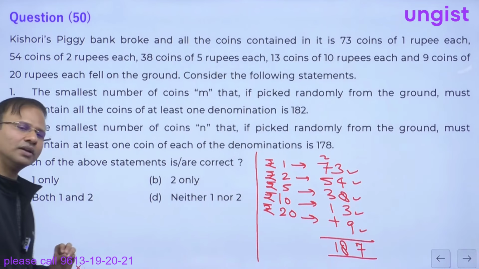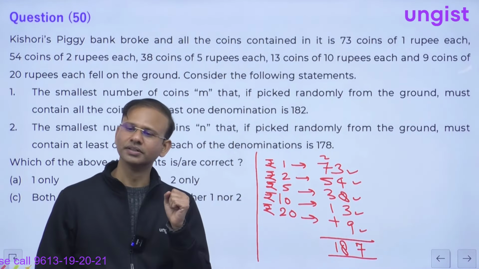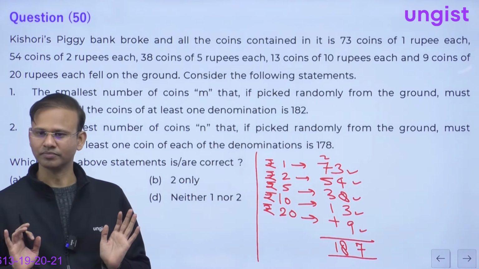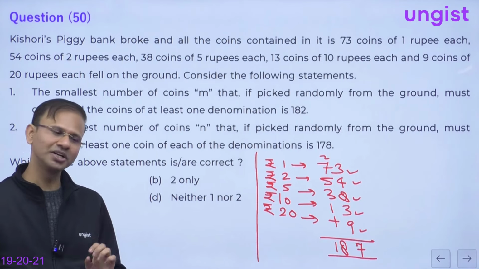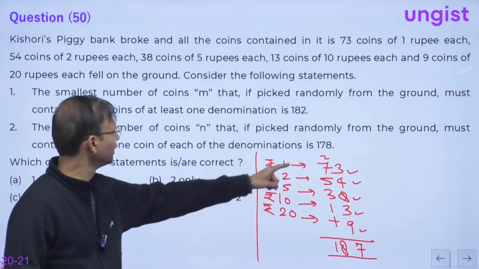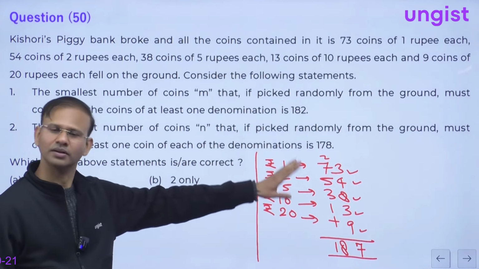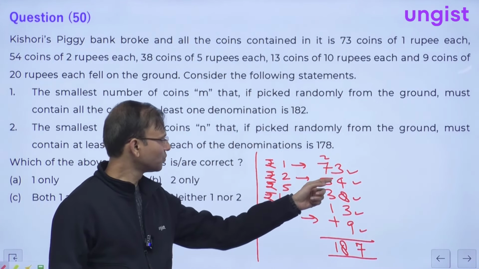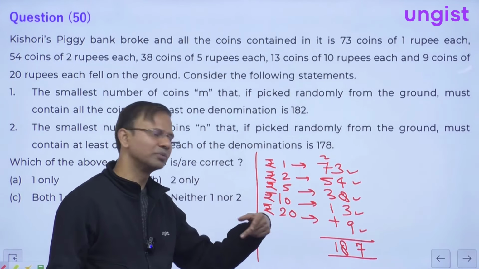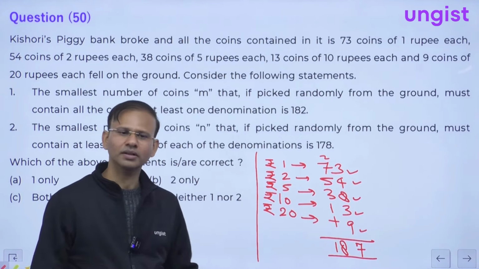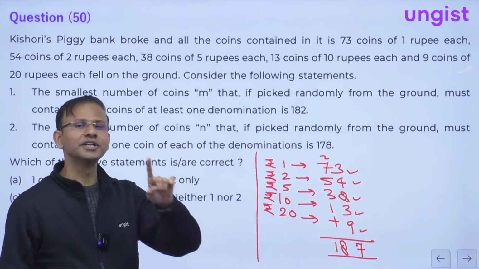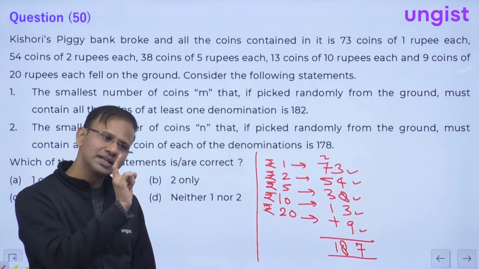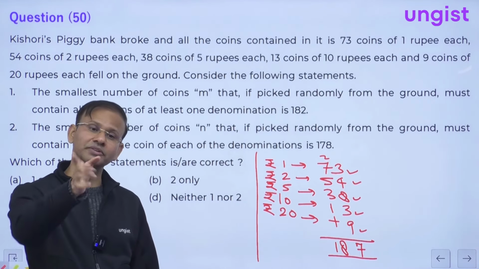Guys, वो ये कह रहे हैं कि कितने coins उठा लिए जाएं ground से कि आप ensure हो जाएं कि कोई एक denomination तो पूरा आ गया है आपके पास. Right? Any one denomination is completely with you. Any one complete group is with you. Right? So guys, just think on it. If you take one coin from this, one coin from this, one from this, one from this, one from this. So total 5 you need to take. 187 minus 5 is 182. Correct. So if you collect 182 coins, then it still is not guaranteed that one complete group is there with you.